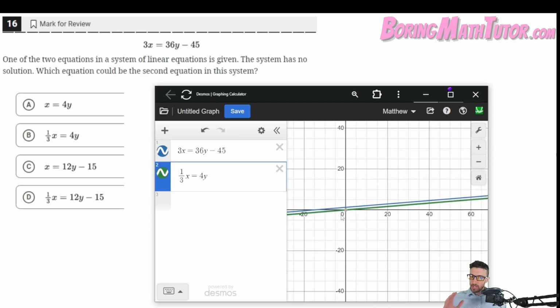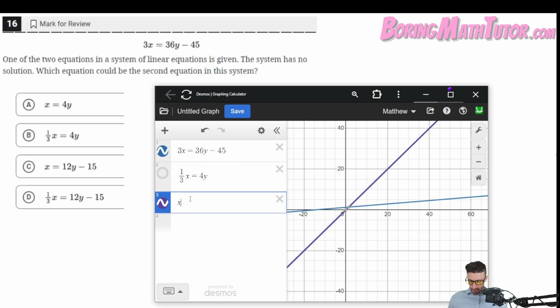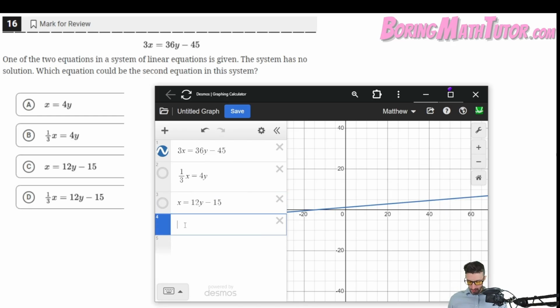Now, you've got to be a little careful. It does look like it's parallel here. They could have potentially thrown one that looks parallel but isn't exactly parallel. So technically you kind of want to keep typing in the other answer choices just to be sure. But when you look, these are actually the same line. So that's not no solution, that's infinite solutions. So that's not our answer. But then we do want to type in that last one right there just to confirm.